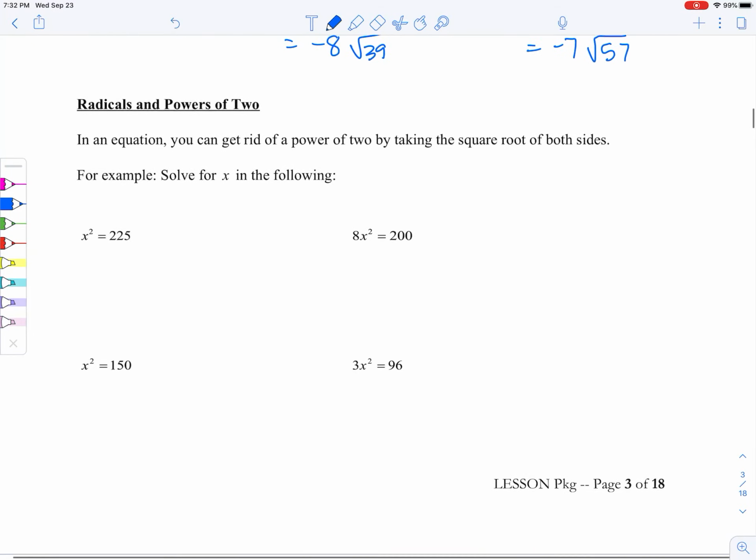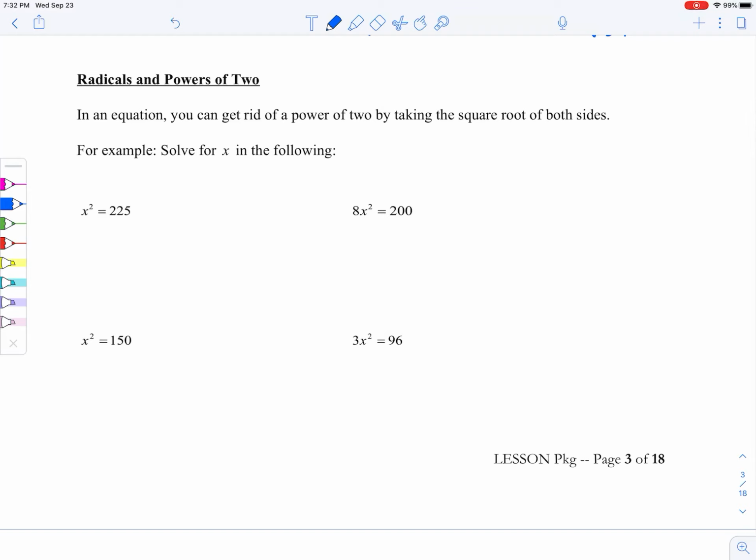Okay, moving on. Radicals and powers of 2. In an equation, you can get rid of a power of 2 by square rooting both sides, so they undo each other. So if we want to solve for x in both of these, we would square root both sides. And when we do that, that means we're looking for a number times itself that equals 225. If you use your calculator, you would get that 15 times 15 equals 225, but there's another possibility.